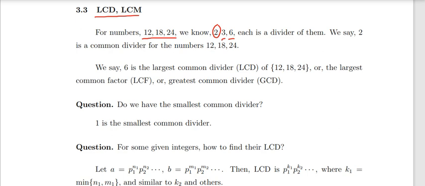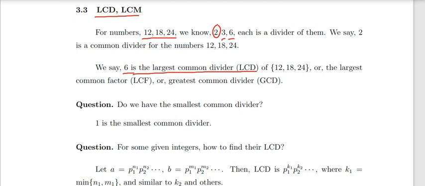So we can say those are common divisors. Among these common divisors, 6 is the largest one, right? So we call this 6 the largest common divisor. So this is the LCD.